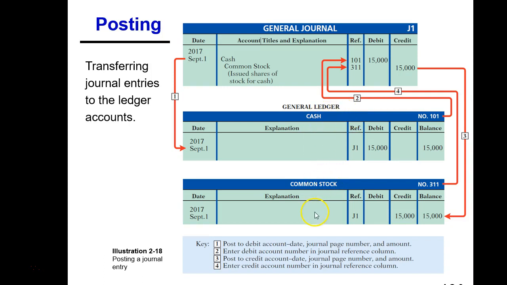So once you post a transaction into the appropriate ledger account, you're going to record the account number in the journal in a reference column. That is to indicate that these transactions have now been posted. So here we went through the process of recording transactions to the journal as well as posting to the ledger accounts. Okay? Feel free to contact me with any questions on how to journalize transactions or how to post to the appropriate ledger account.